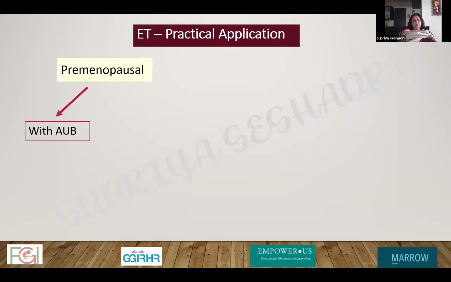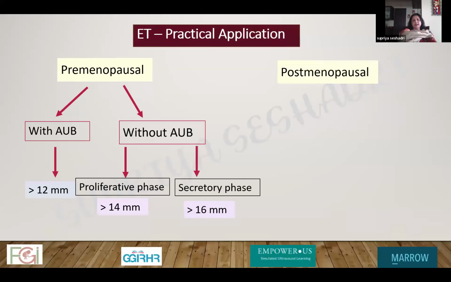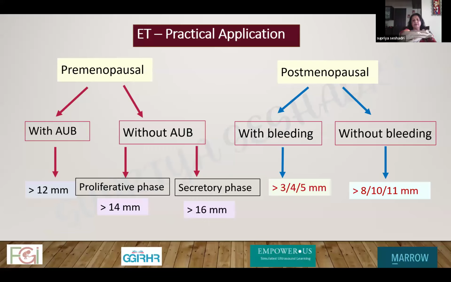In the premenopausal with abnormal uterine bleeding, the cutoff is more than 12 millimeter. Without AUB, it is 14 millimeter in the proliferative phase. In the secretory phase, it is 16 millimeter. In the postmenopausal group with bleeding, again 3, 4, 5, but I think 4 and 5 are the most popular measurements taken as cutoff. And without bleeding, anywhere from 8, 10, or 11 millimeter.